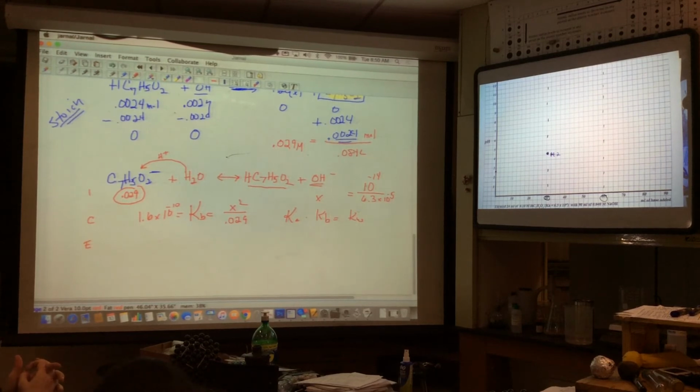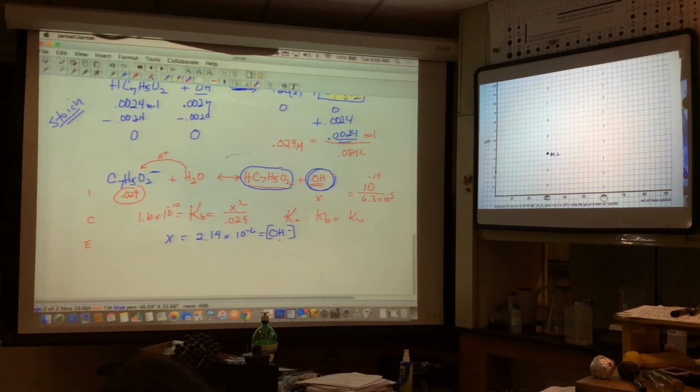And I get my x to be, but careful, what are you solving for? My x is equal to a molarity. When I solve for x using an equilibrium, I'm solving for a molarity of something. So my molarity is 2.14 times 10 to the negative 6. That's my hydroxide concentration, and that's what I'm after. I'm after the pH.